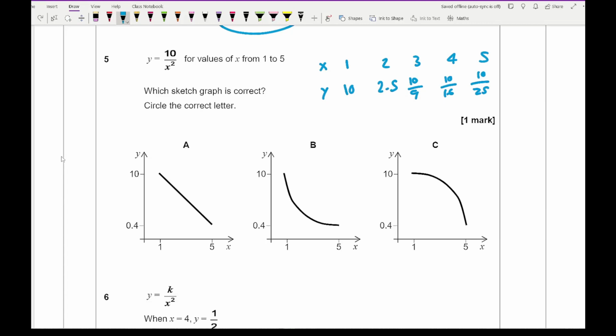Well, it's going to give me the graph of B. Because as x increases, y is going to decrease, but you can see that the difference between each of the y ordinates is different. It's just going to get smaller and smaller and smaller.